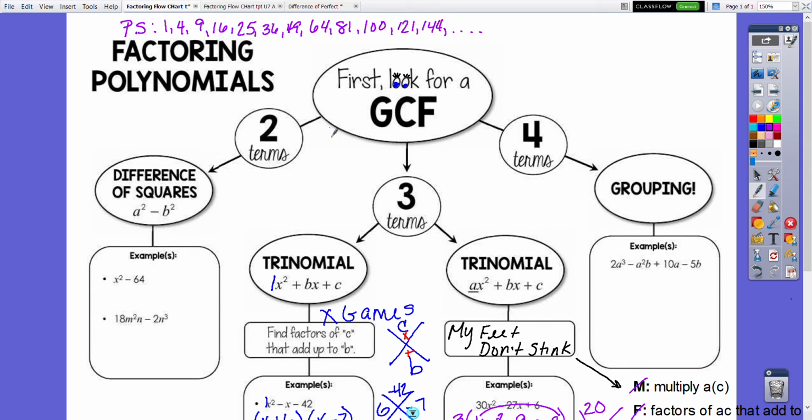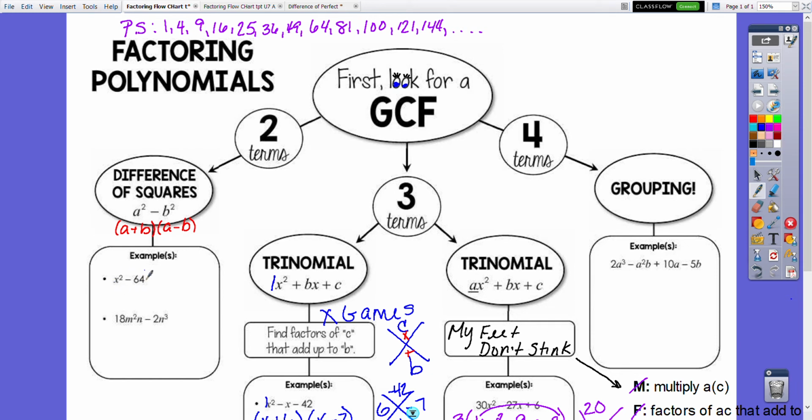So don't forget, the first thing you're always going to do is look for a GCF. Then we figure out how many terms we have. Today we're talking about two terms, so we're going to talk about a difference of perfect squares. And a difference of perfect squares means you have a squared minus b squared. There's got to be a minus sign. That's what difference means. And your rule for this is a squared minus b squared gives us a plus b times a minus b. So now let's use this rule to go through some problems.